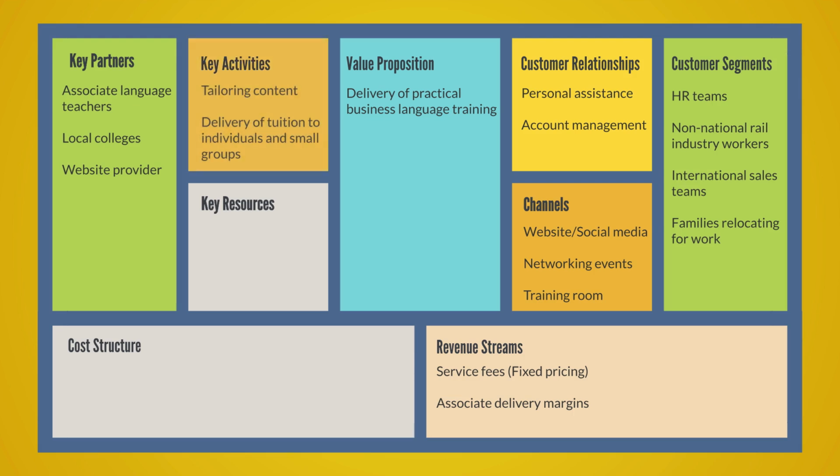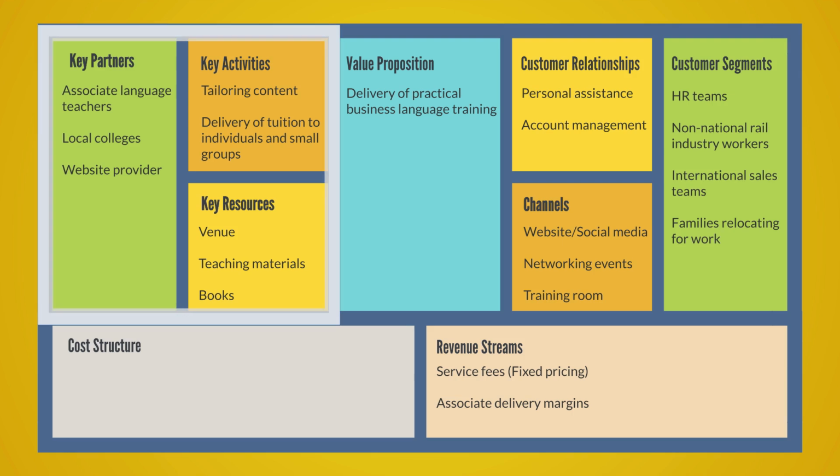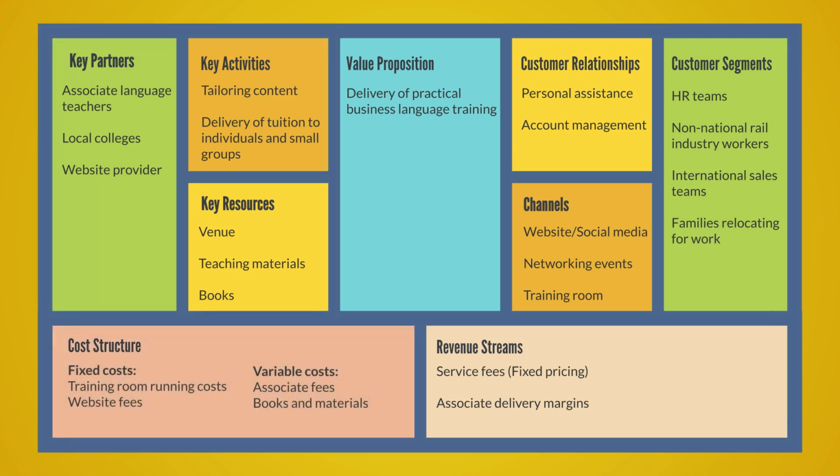The key activities of the business were in tailoring content to the needs of the learners and delivering tuition to individuals and small groups. This often involved bringing a number of businesses with similar needs together on open courses, making use of our venue, teaching materials, and a selection of recommended books as key resources. Those blocks of the business model canvas that are associated with the cost contributed to a structure of fixed costs, such as venue running costs, and variable costs, such as associate fees and materials.